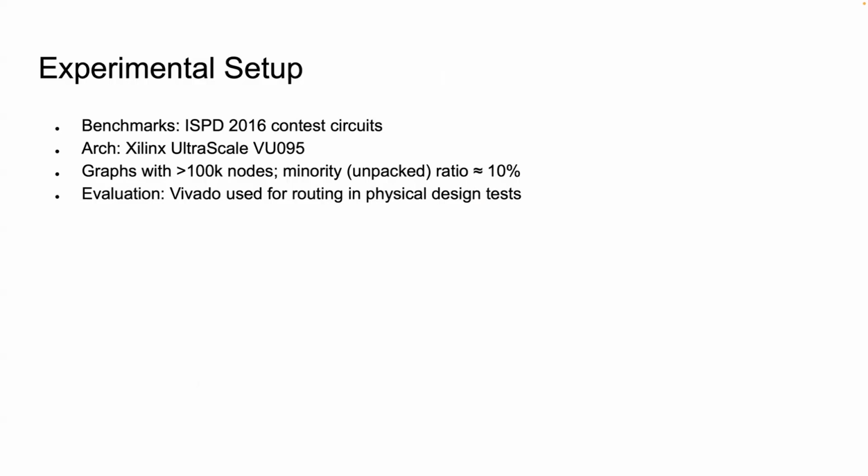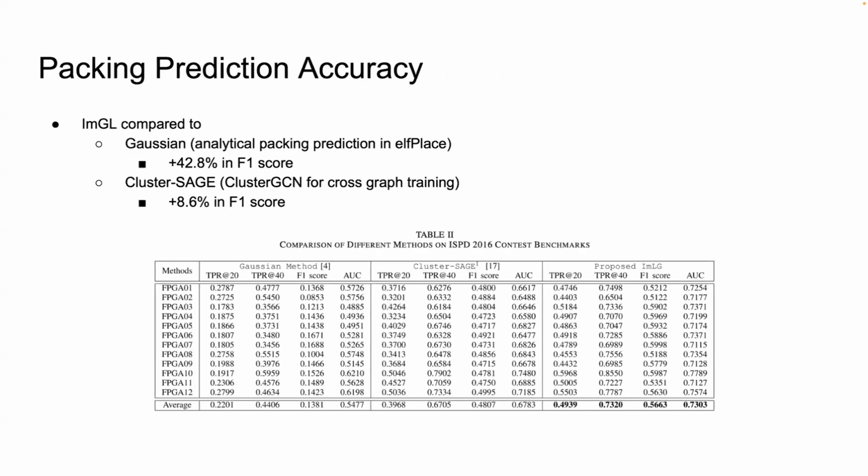And the architecture, the Xilinx UltraScale graph, is highly large without METIS, and they did evaluation in Vivado using routing after the design. They first compare their packing prediction accuracy with the other methods. The first one is the Gaussian method from ElfPlace, and the second one is ClusterStage, which is an improvement on Cluster-GCN, which is another GNN for classification. And their predictions are pretty high compared to the other ones.